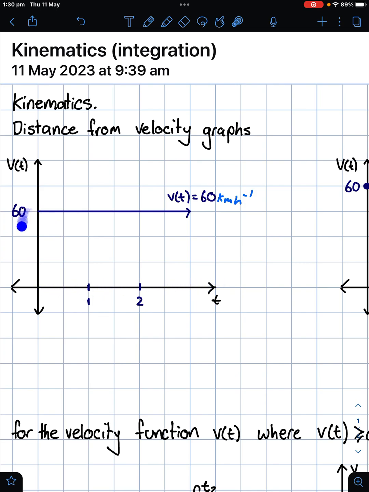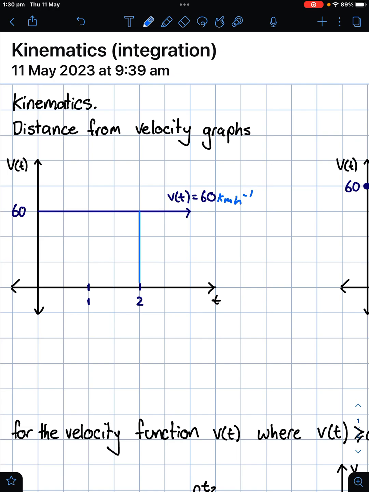If you think about just driving in a car, if you are driving at 60 kilometers an hour and you've been going for 1 hour, you've gone 60 kilometers. So 60 times 1, the area here, gives us how far we've traveled in 1 hour. If we're going 60 kilometers an hour and we go for 2 hours, we've gone 120 kilometers.